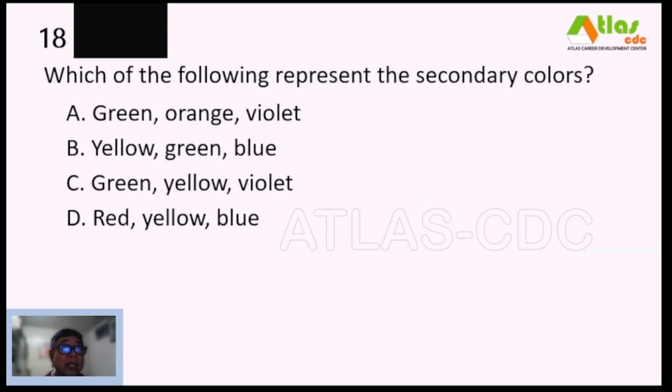Number 18. Which of the following represent the secondary colors? A. Green, orange, violet. B. Yellow, green, and blue. C. Green, yellow, violet. And D. Red, yellow, and blue.